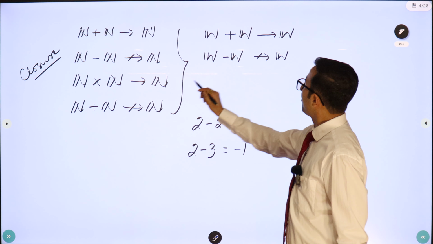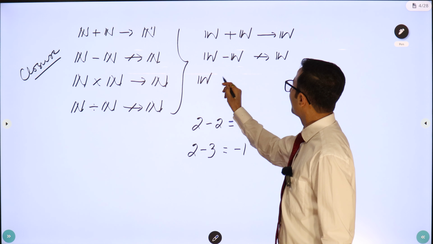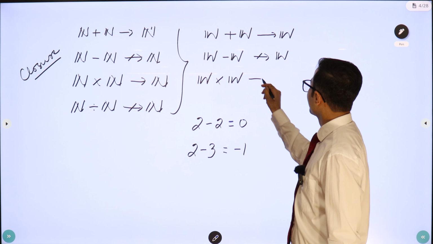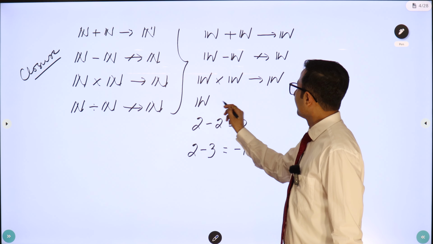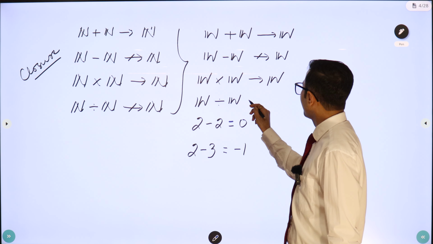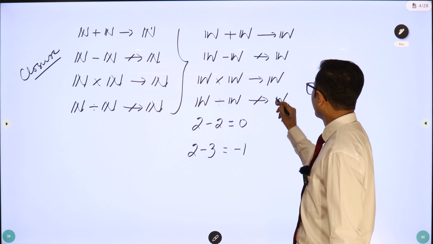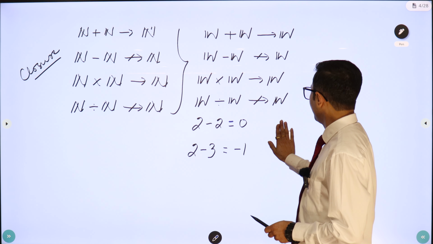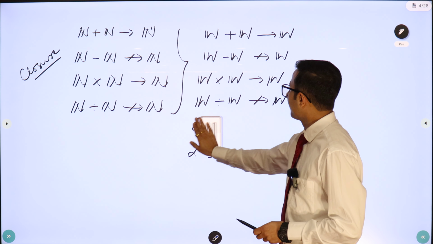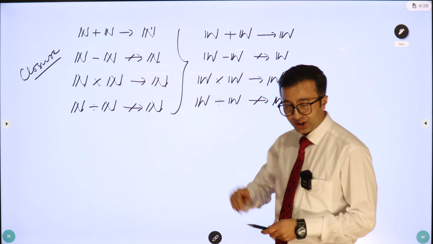Similarly, the product of any two whole numbers always gives us a whole number. For division also the same: if a whole number is divided by another whole number, we may not always get a whole number. So these are the things that we can find in the case of whole numbers and natural numbers.